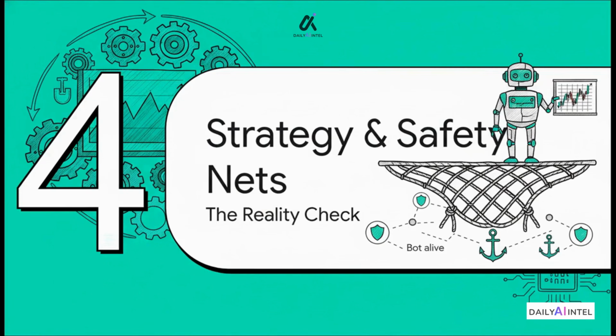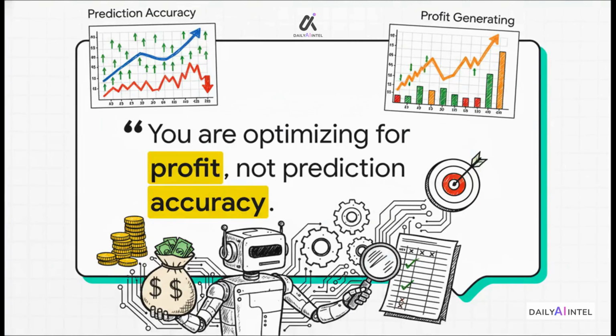Okay, building a model that feels like it can predict the future is, let's be honest, super exciting. But that's only half the battle. Now it's time for a little reality check. We need to talk about how to turn those predictions into an actual workable strategy. And maybe even more important, how to build the safety nets that are going to keep your bot from blowing up. I really want you to burn this next idea into your brain.